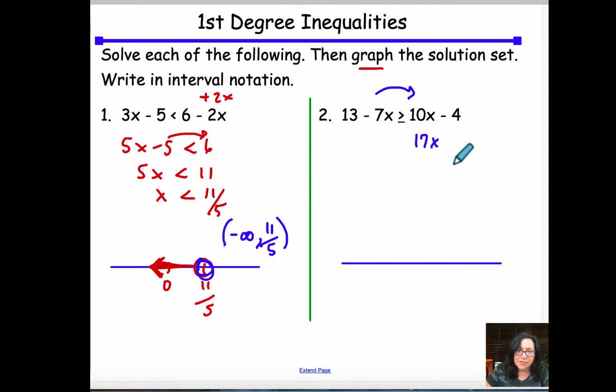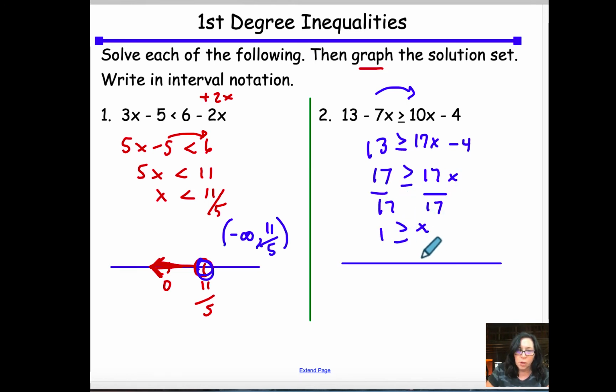The next problem here, I'm going to move the 7x to the other side. So then I have 17x, and then I've got a minus 4, and on this side I have 13. And so I'm going to add 4. So I have 17 is greater than or equal to 17x. I'm going to divide by 17 on both sides, and I'm going to get x is less than or equal to 1.